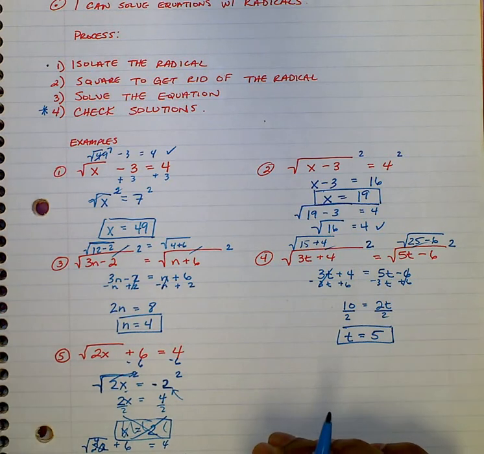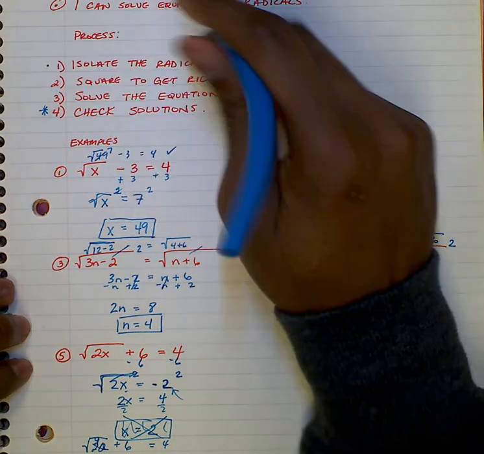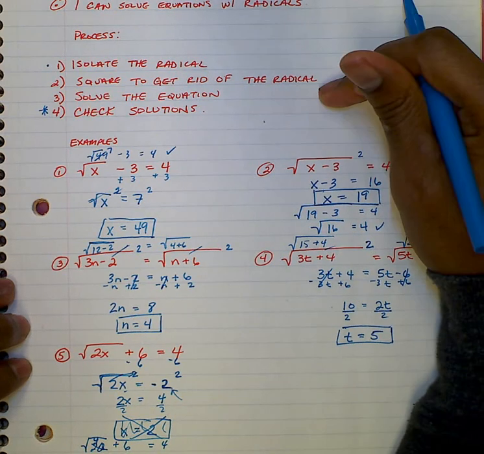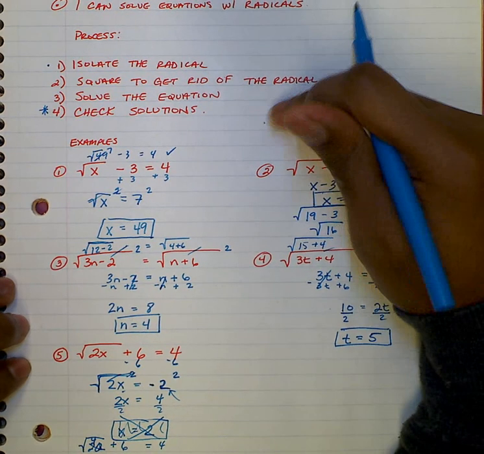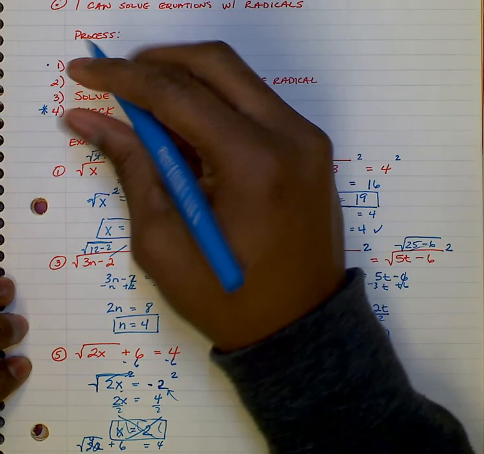So here's the process. Isolate the radical. Square both sides to get rid of the radical. Solve the equation and then check your solutions. Remember, you have to check your solutions for problems just like this.